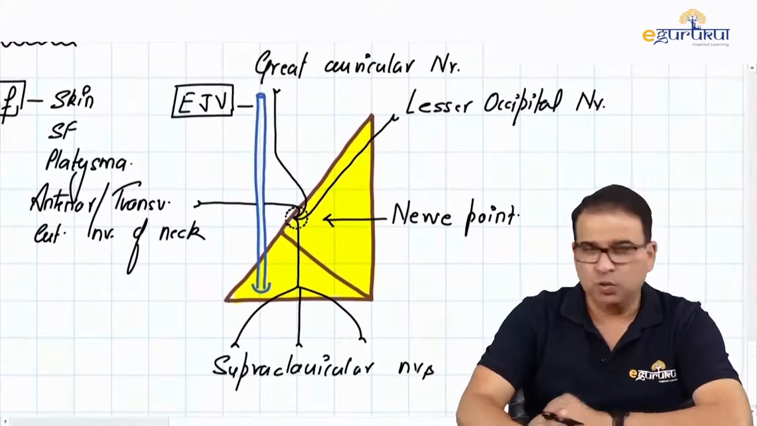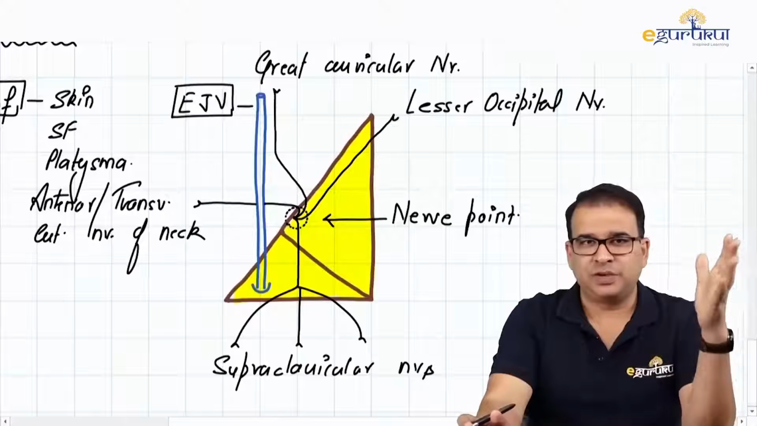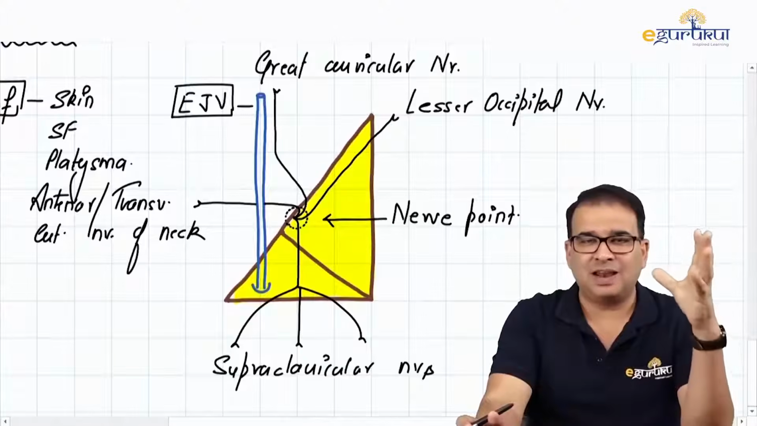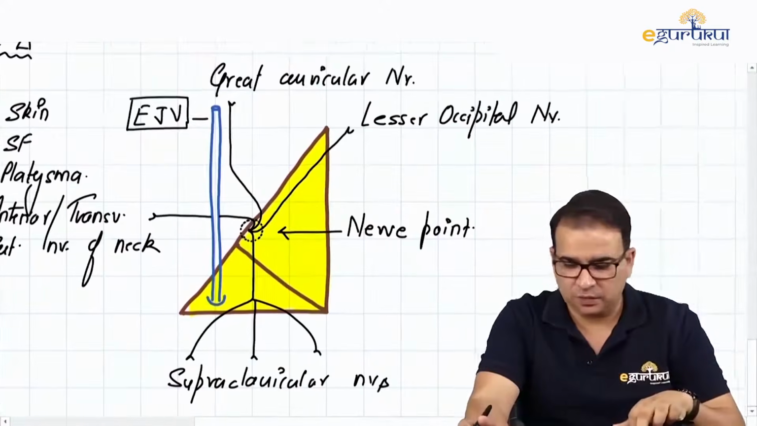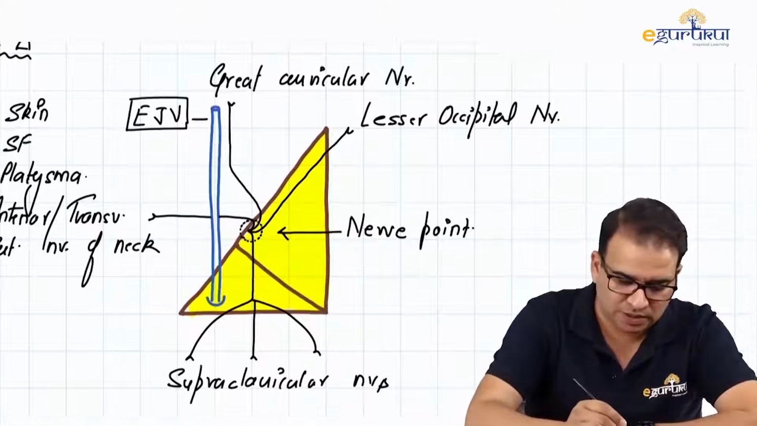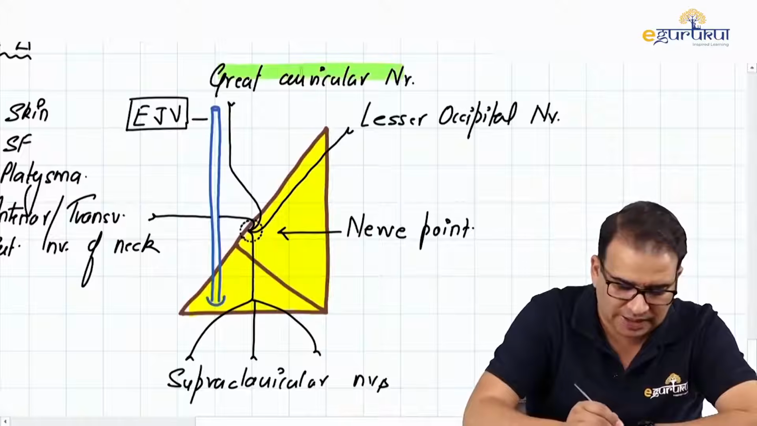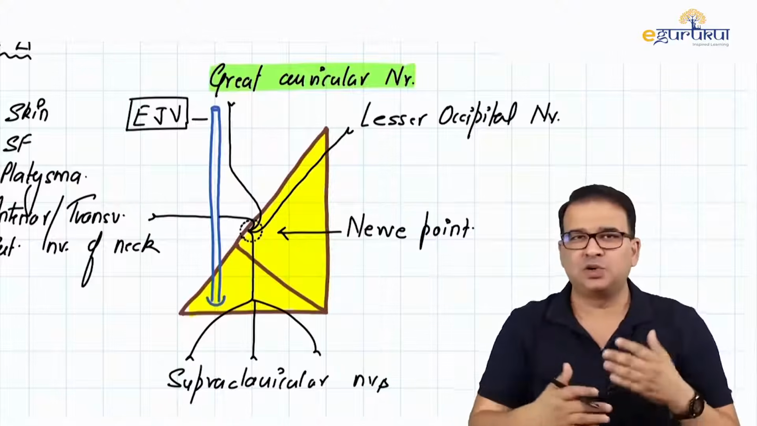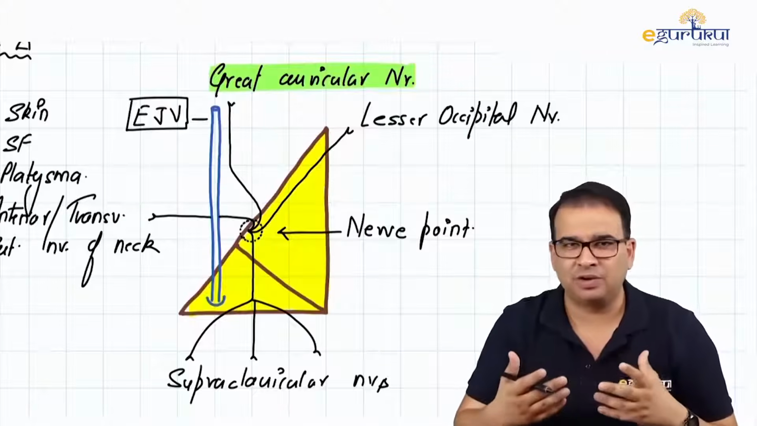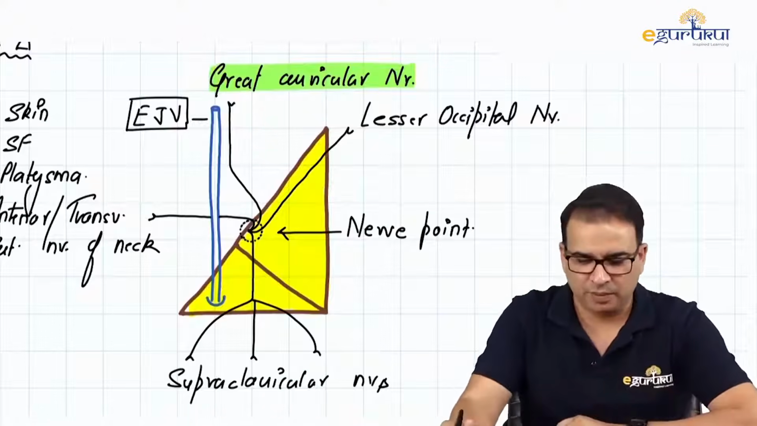So this is about the roof of the posterior triangle. Skin, superficial fascia, platysma. We have the external jugular vein, and we have 4 cutaneous nerves. Out of these 4 cutaneous nerves, the one which is very, very important when it comes to clinical questions is the great auricular nerve. And they keep on asking questions on the great auricular nerve almost every alternate year in a different format.